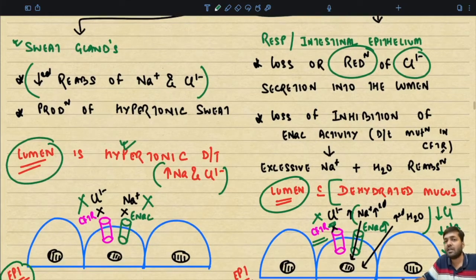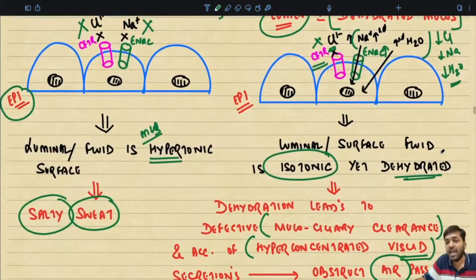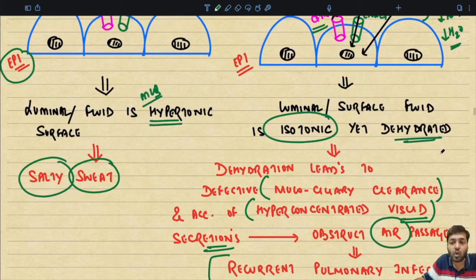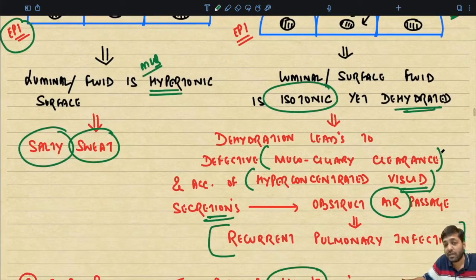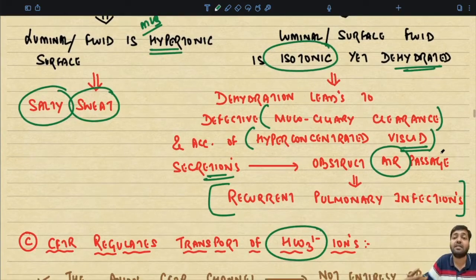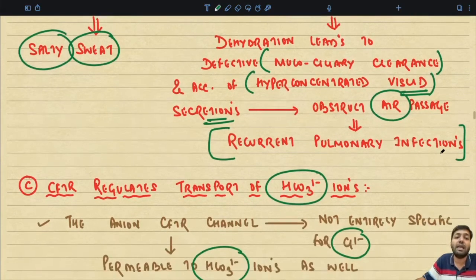In the respiratory or intestinal epithelium, as we know, the CFTR abnormality leads to excessive epithelial sodium channel activity and reduced chloride secretion into the lumen. So the lumen ultimately has a reduced level of chloride, sodium, as well as reduced water. Because of that, the luminal fluid, that is the mucus, becomes dehydrated, leading to defective mucociliary secretion, with a result of viscid secretion which is obstructing the air passage, leading to recurrent pulmonary infections.